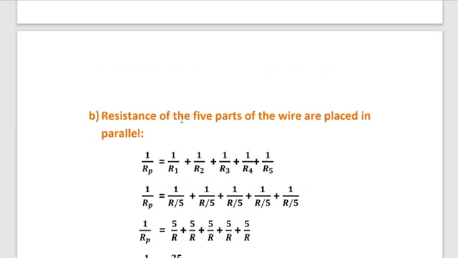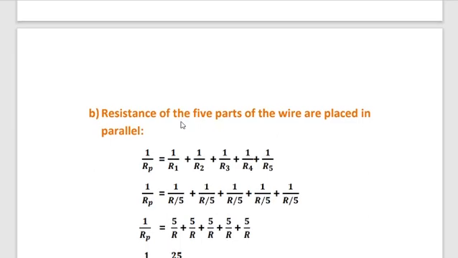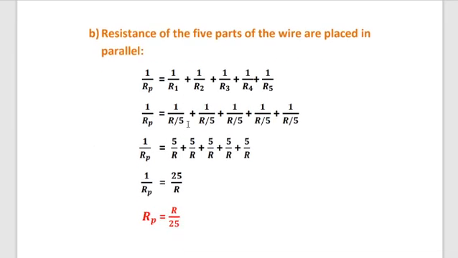So here what is the value of R1? R1 is equal to R by 5. So R is total resistance. It is divided into 5 parts. So R divided by 5. So we can substitute R1, R2, R3, R4, R5 is equal to R by 5. Total resistance divided by 5.